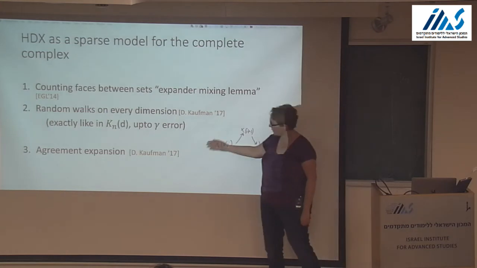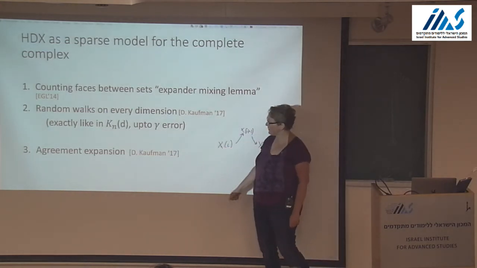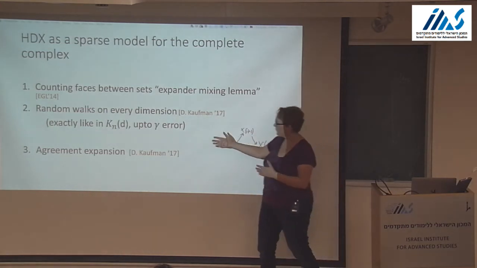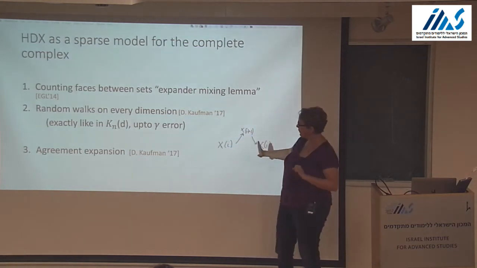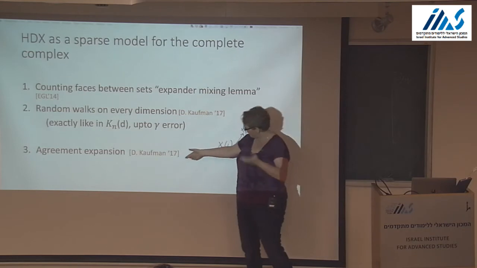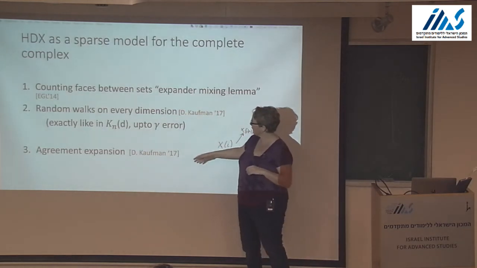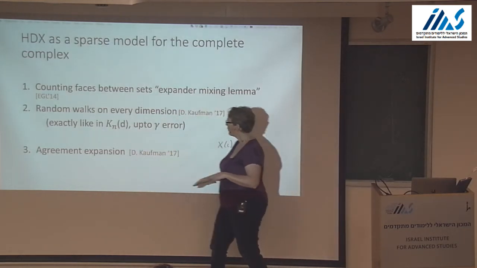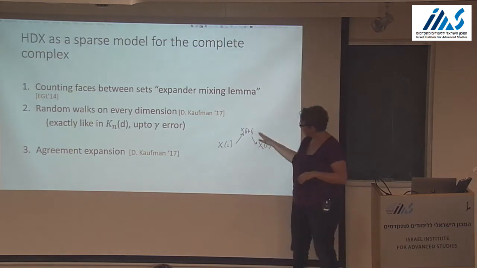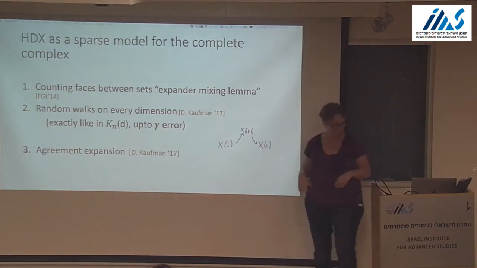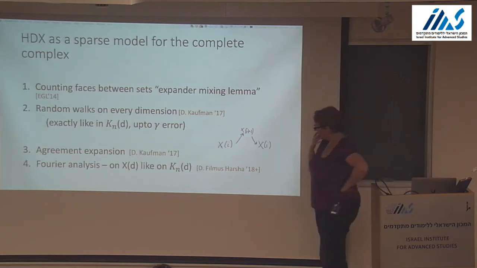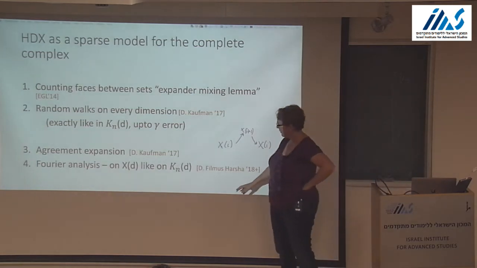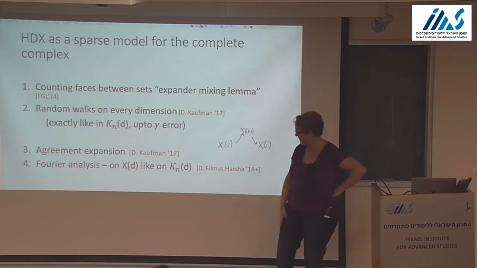For example, with Tali, we proved that it implies something called agreement expansion. This is a kind of a PCP question, which I'm not talking about today, just to say that earlier works proved agreement expansion for the complete complex, and in this work we showed that because of this property, you can prove it also for the sparse model. And in another very recent work with the... yes, we published it this morning.